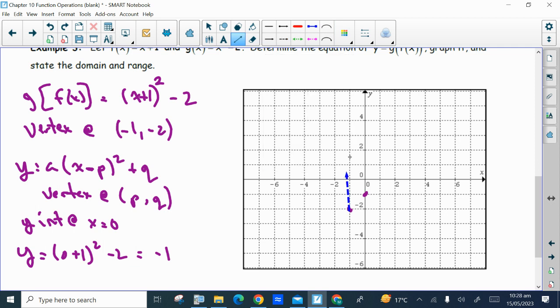It's a vertical line that goes through the vertex, where the graph is symmetrical about that line, meaning that this y-intercept we found, which is 1 unit to the right of the axis of symmetry at a height of negative 1, there will be a corresponding point the same distance away from the axis of symmetry, just on the other side. So this gives us a couple points with which we can sketch the graph.